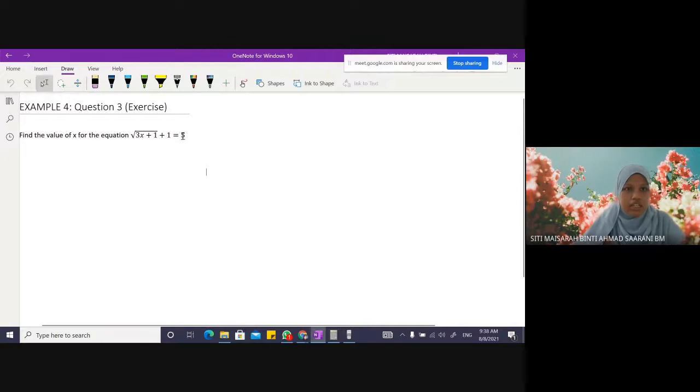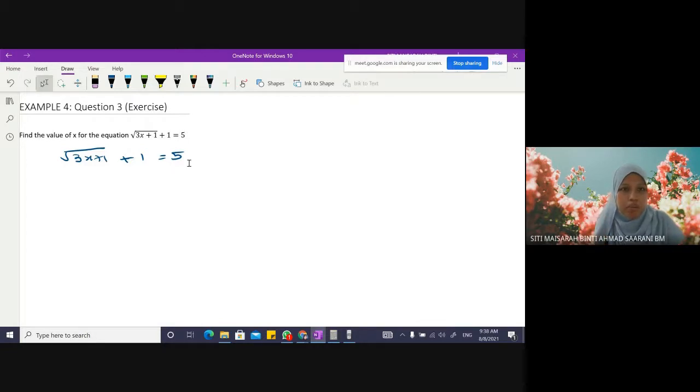As you can see here, the surd equation with 1 surd ya. Dia hanya ada 1 surd sahaja kat sini. So jadi dia punya soalan is surd 3x plus 1 plus 1 equals to 5. So dia ada 1 surd, tapi dia ada 3 term lah kat sini. The first one is surd 3x plus 1 and then 1 and then 5. Okay, awak boleh terus squaring both side, sebab awak tahu surd tu mesti hilang.